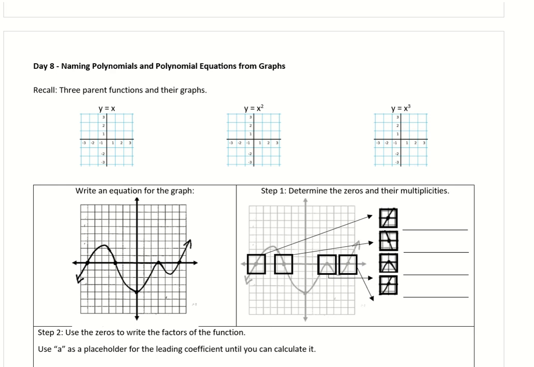Today we're going to take a look at naming polynomial functions and writing polynomial equations from their graphs. The first thing we're going to do is look at three very common parent functions so we can figure out what's going on with our polynomial graphs.